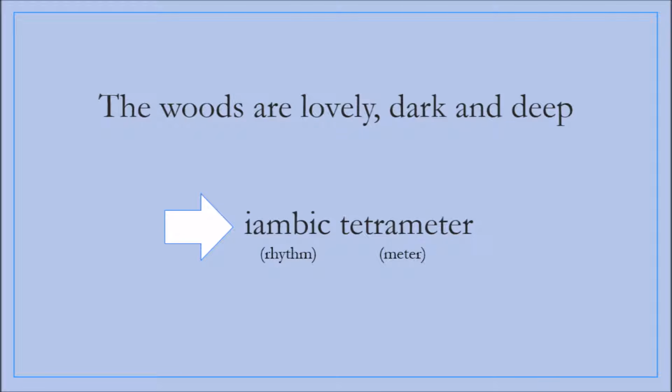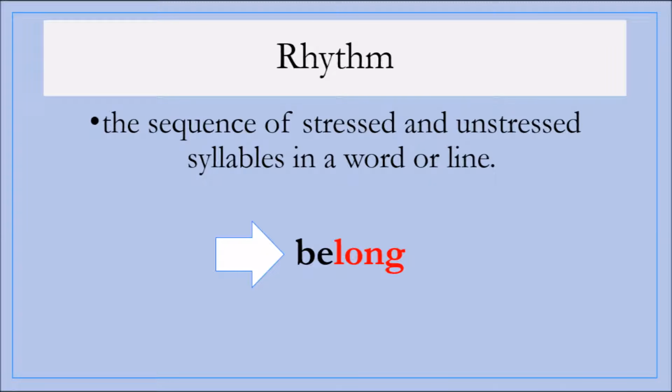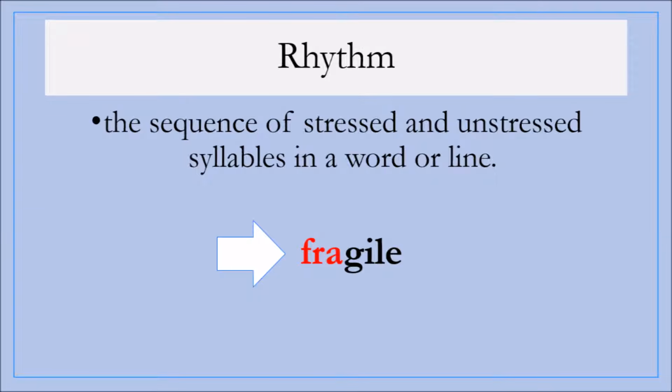So first let's understand what rhythm and meter are. Rhythm is the sequence of stressed and unstressed syllables in a word or line. When we speak, we emphasize certain syllables. For example, if we think of the word belong, the be is unstressed, we don't emphasize it, and the long is stressed, we emphasize it, belong. Or the word fragile, we stress the fra, and we don't stress the gile, fragile.